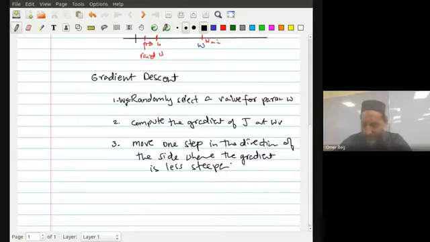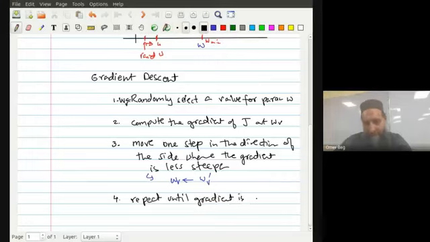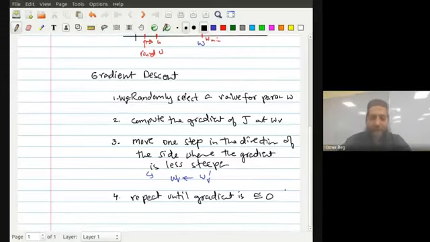Okay? So that's what we were doing. And in this case, we are essentially updating the value of v to a new value. And then in the fourth step, we repeat until the gradient is equal to, or very close to, 0. So yeah, this is the algorithm, and this is what we'll be trying to do. Okay?